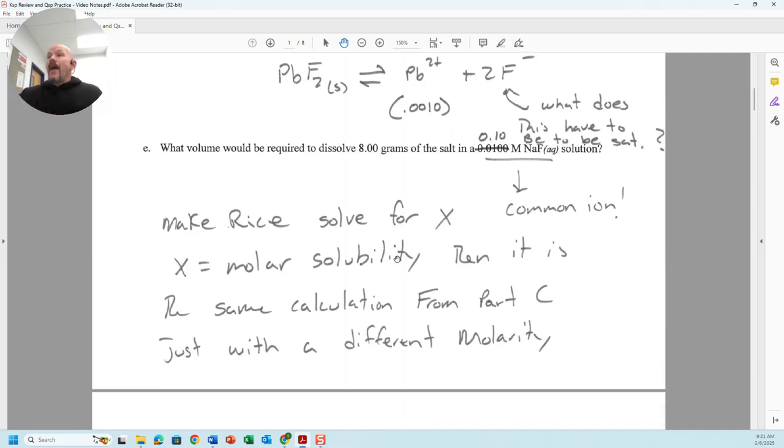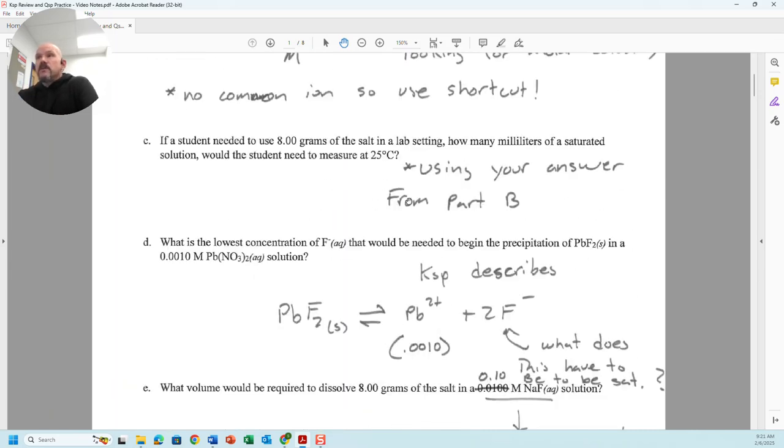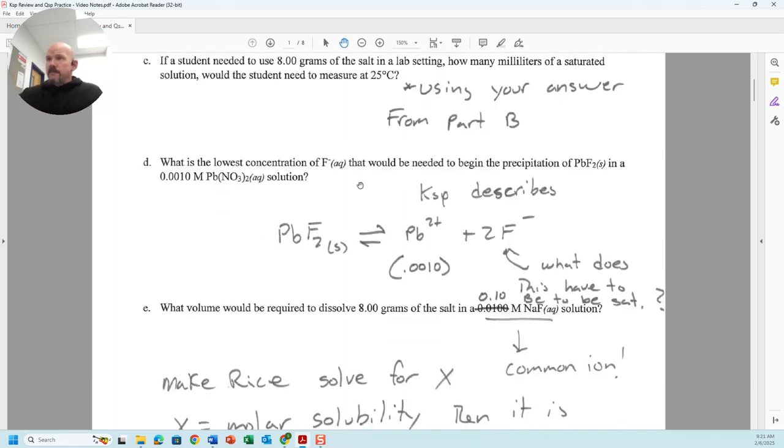Okay, so that's what we're trying to get to. Once we have that molarity, it's going to be the same exact calculation we did here, just using a different molar solubility. So we would do 8 grams of our salt divided by the molar mass, divided by the molar solubility, times 1,000 if we wanted milliliters.